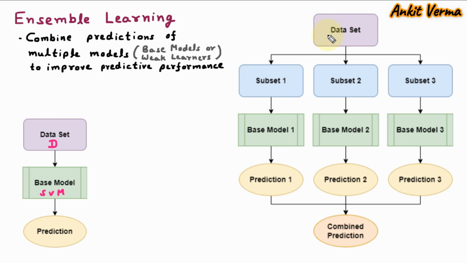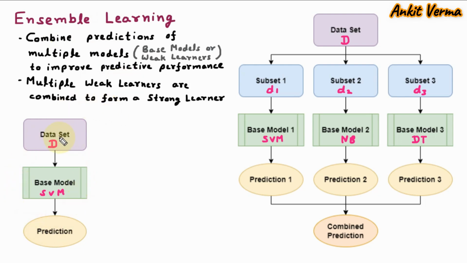But in ensemble learning, we have the data set. Let us suppose the name given is D. This data set is divided into various subsets, let's say D1, D2 and D3. Each subset of data is given to a different model. Just like D1 is given to SVM, D2 is given to naive Bayes and D3 is given to decision tree. These different models do their own prediction, and these predictions are combined. So using ensemble learning, multiple weak learners are combined to form a single strong learner.